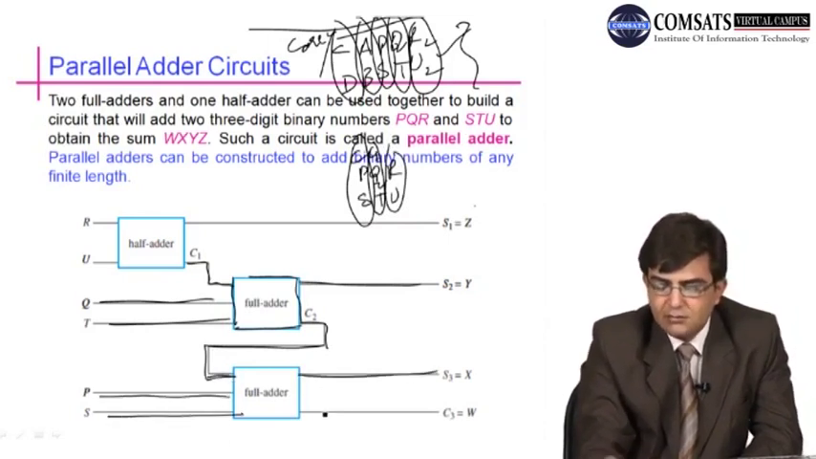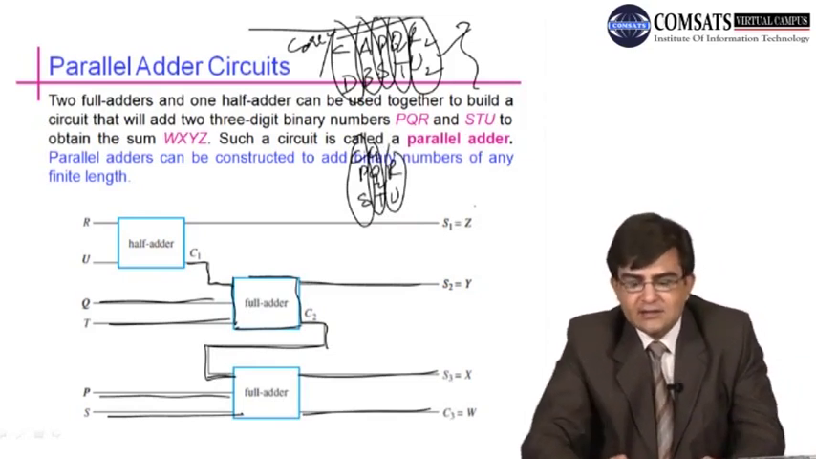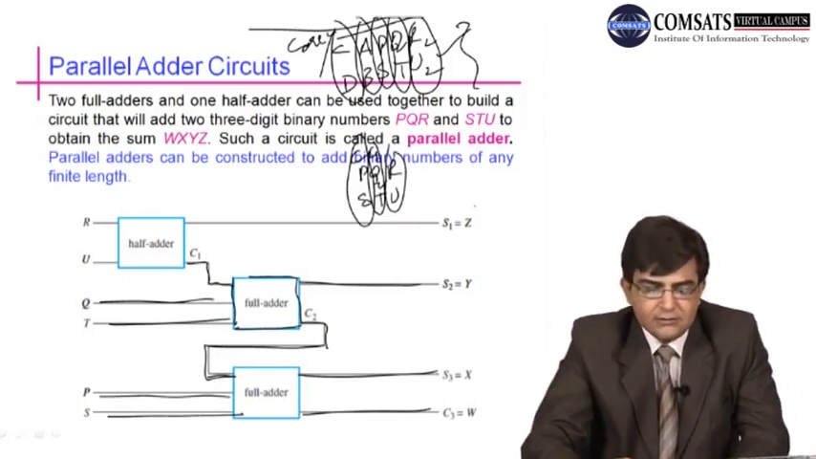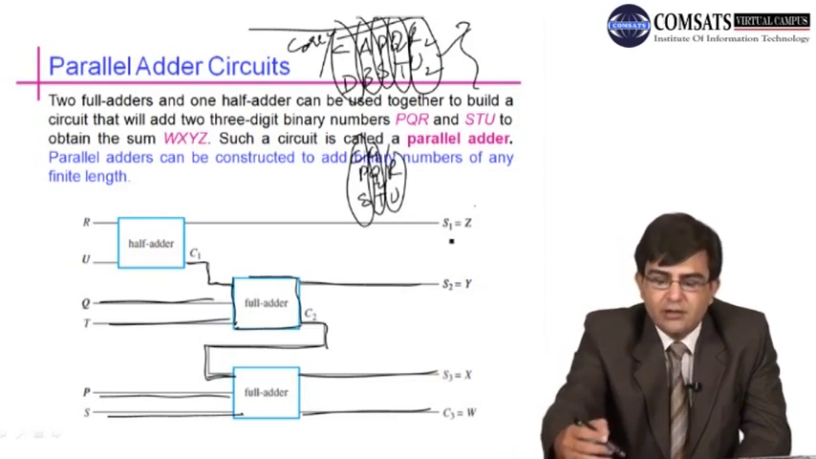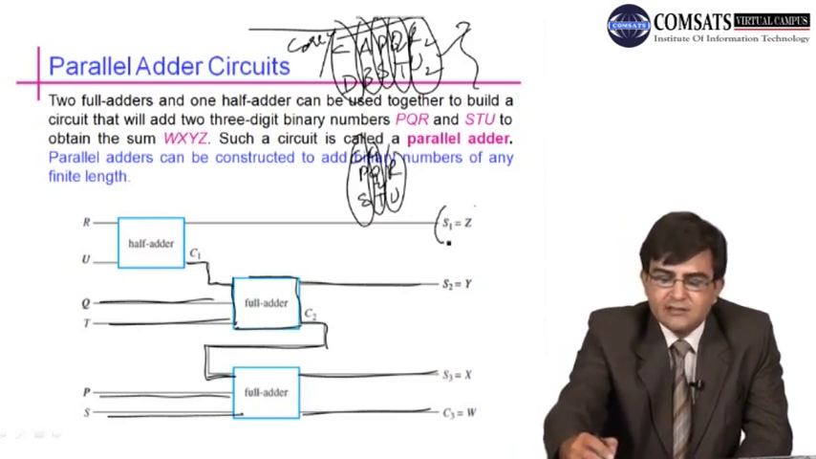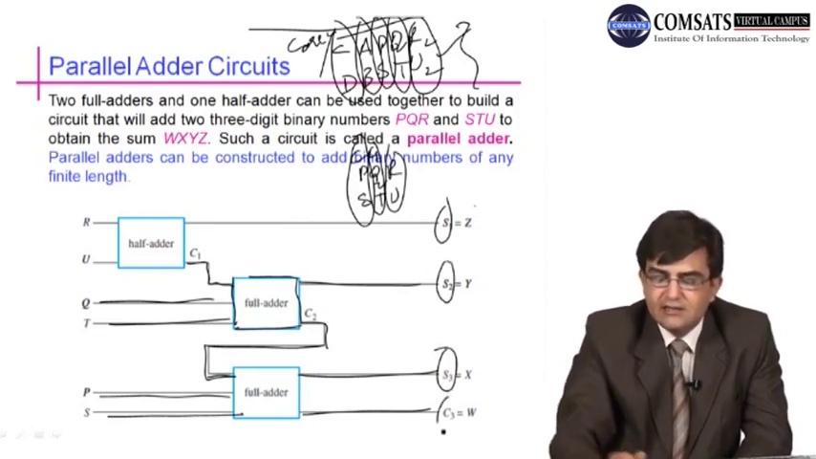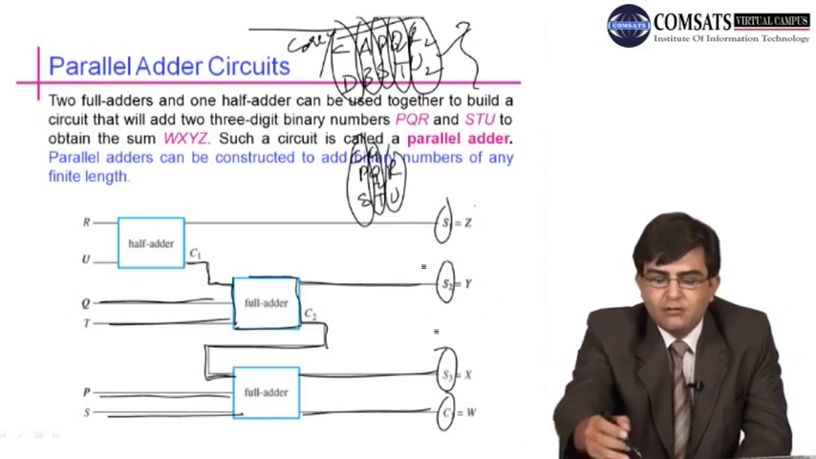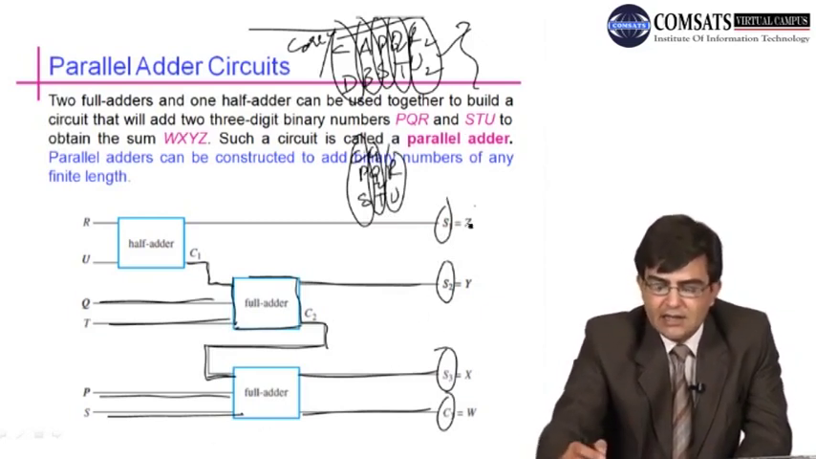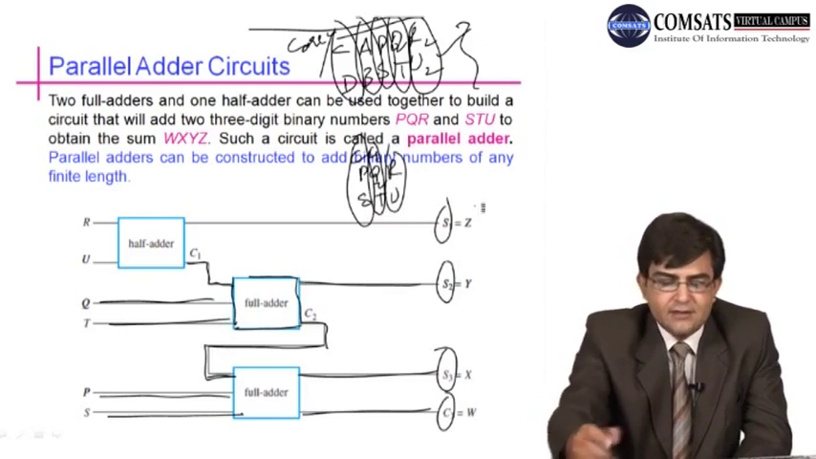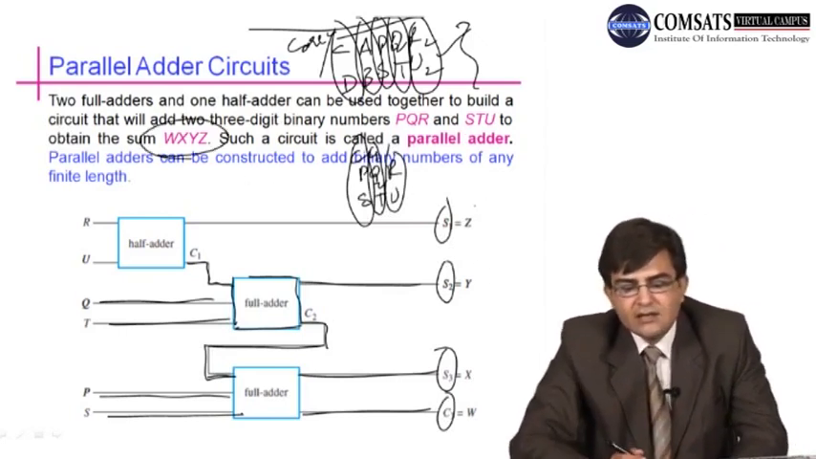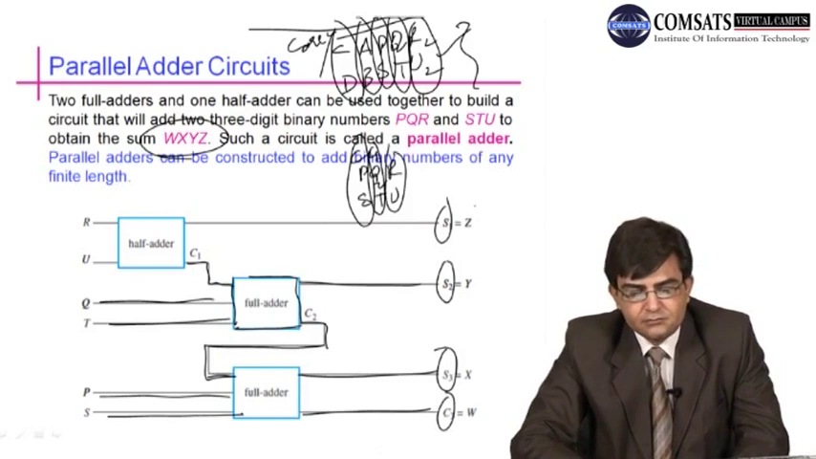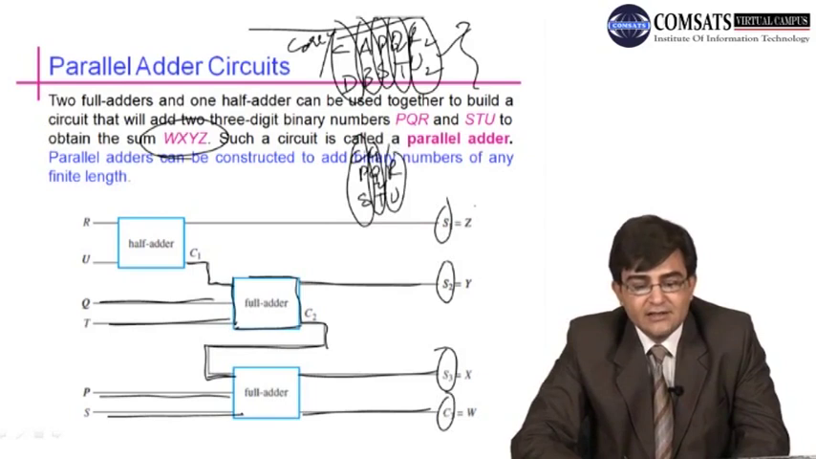We obtain sum and carry, and the results of the sums of these binary digits will be the first sum in this case, the next sum in this case, and the next, and carry in the final case. So the sum of these two binary numbers will be W, X, Y, Z. This is basically the sum of two binary numbers. We can add up like this by using parallel adder circuits, two binary numbers of any length.